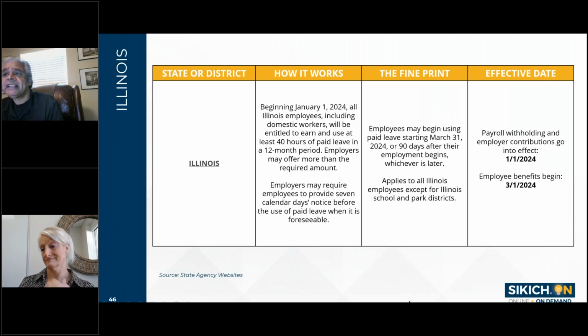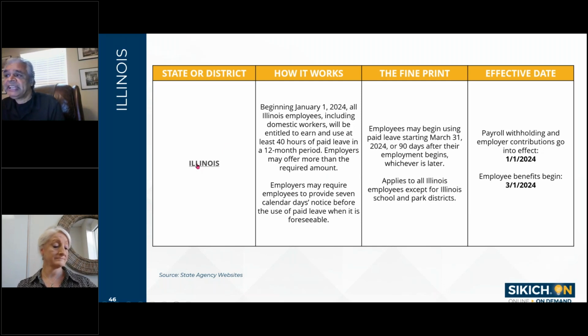Okay, so Illinois is a brand new one also. Beginning January 1, 2024, all Illinois employees, including domestic workers, will be entitled to earn and use at least 40 hours of paid leave in a 12-month period. Employers may offer more than that required amount. Okay, so again, it's a brand new policy. The payroll contributions and withholdings for employers go into effect 1/1/24, and the employee benefits begin on 3/1/2024. Okay. Again, it has the fine print to it.